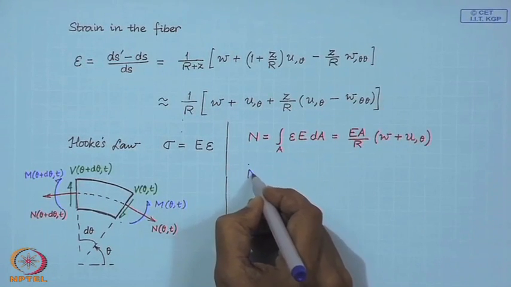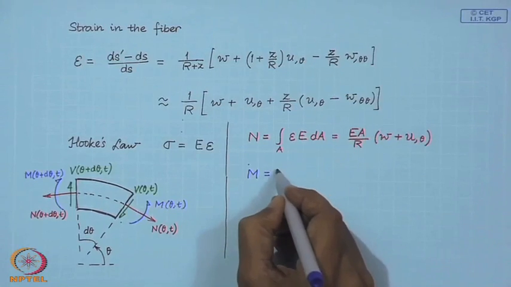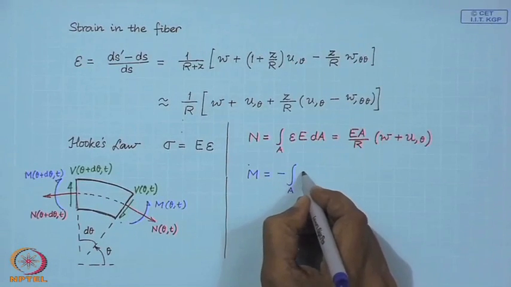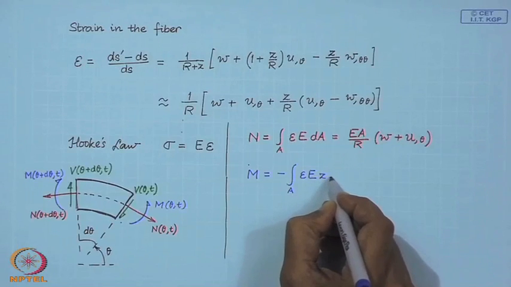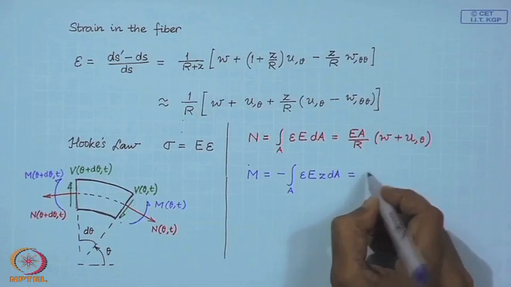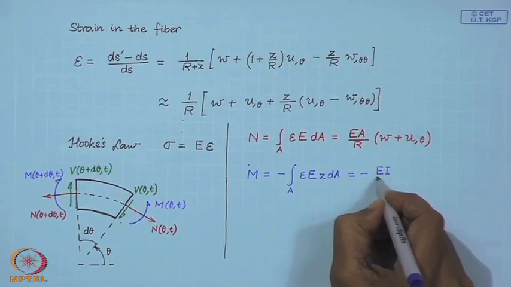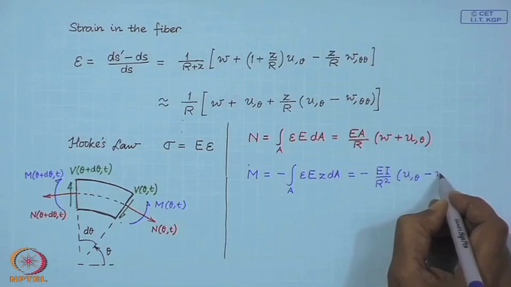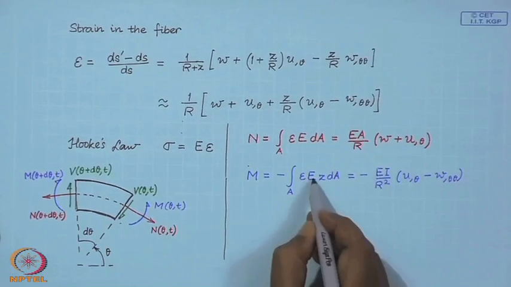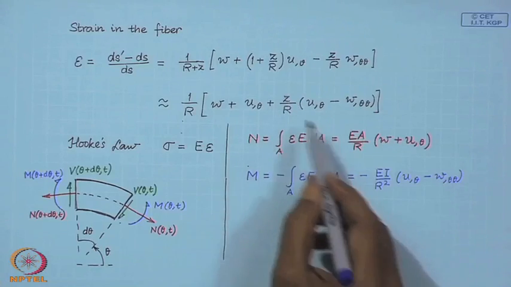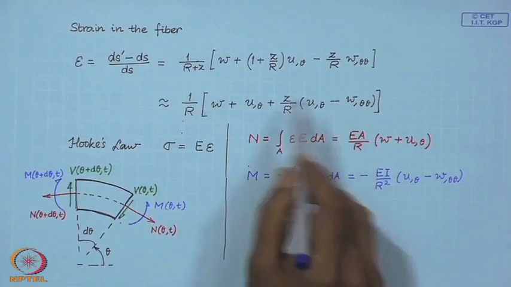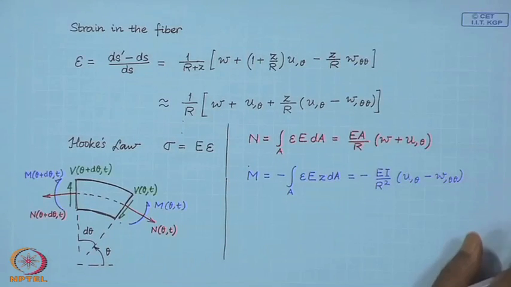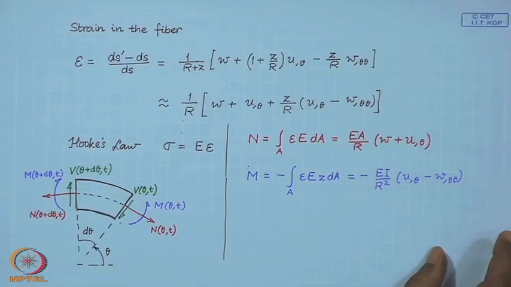Then we have this bending moment, which is once again calculated as we did for the beam. Now, because of this additional z, this becomes z square, and that makes it an even function, whereas this becomes an odd function that cancels off. So, you are left with contributions only from this term. So, that is the bending moment.